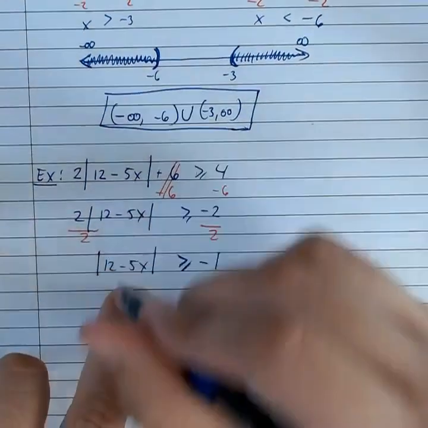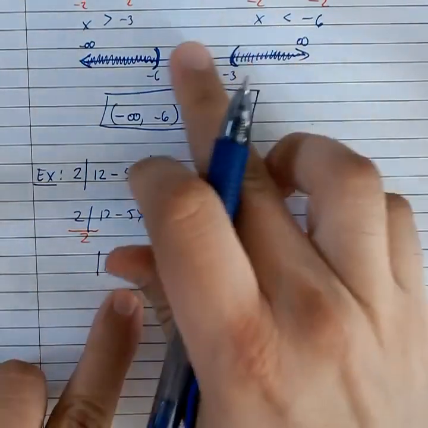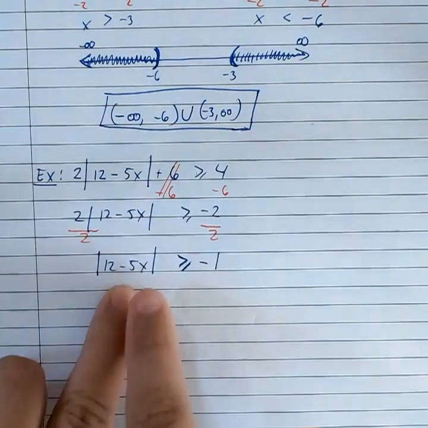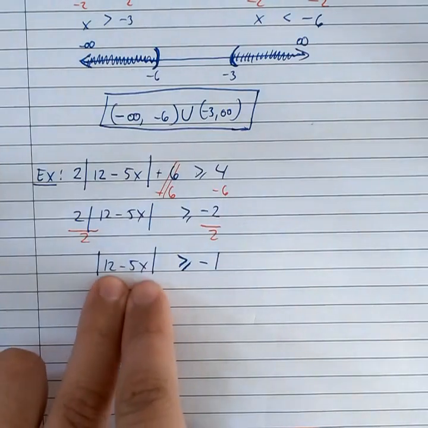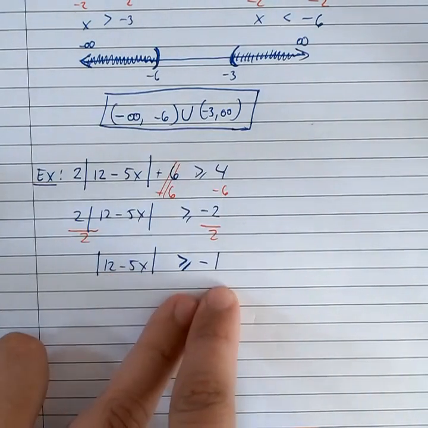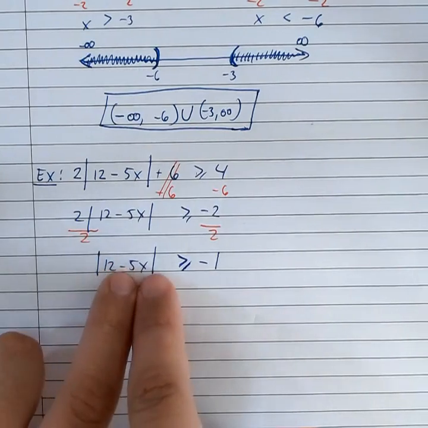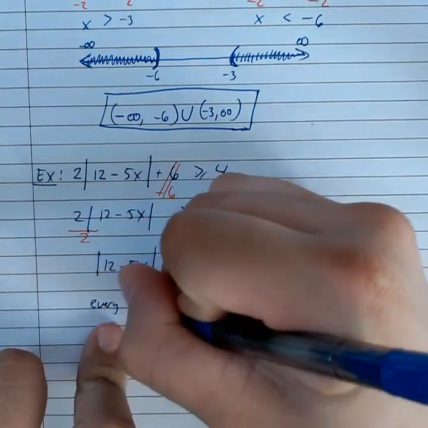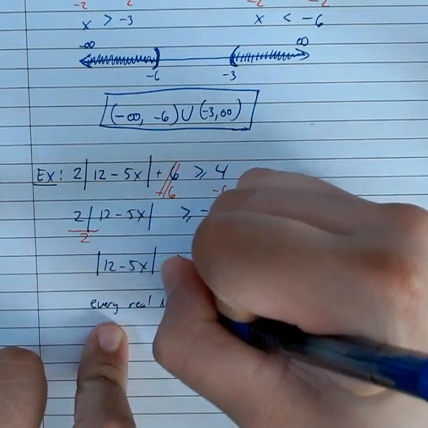So here, without having to go through any more work, without having to write it as a conjunction or a disjunction, without having to write it as a compound inequality, we can just say, oh, what absolute value is greater than -1? All of them. Doesn't matter what x is. This is always going to be greater than -1. So here, every real number is a solution.